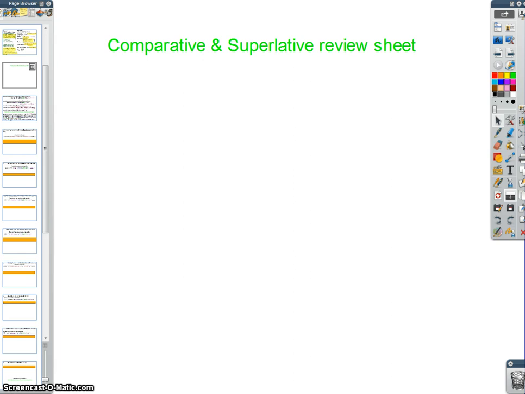Do you know it Spanish to English? Do you know it English to Spanish? And do you know how to put that vocabulary into comparative and superlative sentences? Here we go.